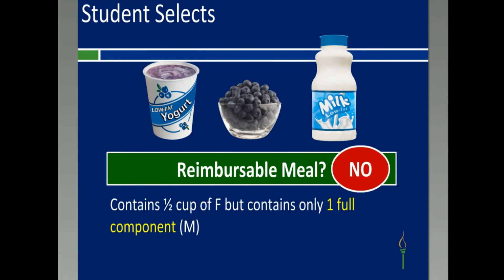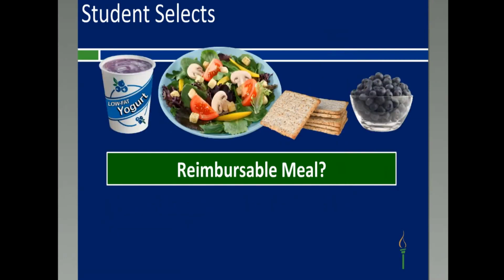This is also non-reimbursable since we are at the high school level and the minimum requirement for meat alternate is 2 ounces. They have only selected a 1 ounce yogurt, so this is not at our full serving requirement. The blueberries at half a cup is okay, but this whole selection would not be reimbursable since there is only 1 full component being taken, which is the milk.